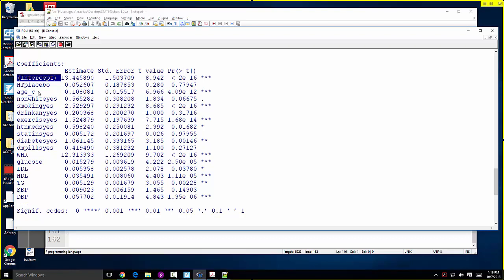it will order the levels by alphanumeric values. So in this case, we had placebo and hormone therapy. Hormone therapy is lower alphanumeric because H comes before P, so I would know it's going to treat that one as the intercept. Yeah. Okay?